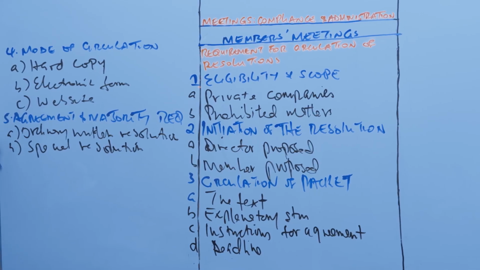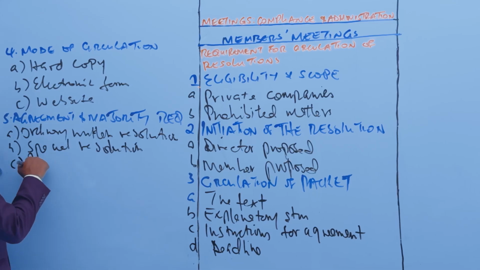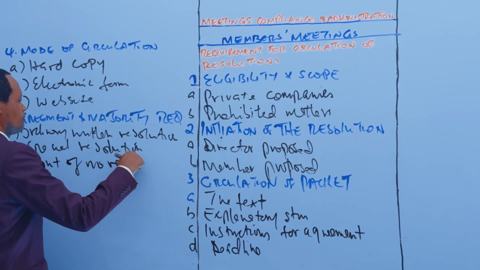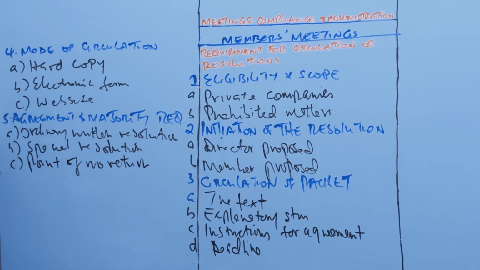Then there is the point of no return. What do we mean by point of no return? Here, once a member has signified agreement, they cannot revoke it. So that is the majority requirement and agreement.